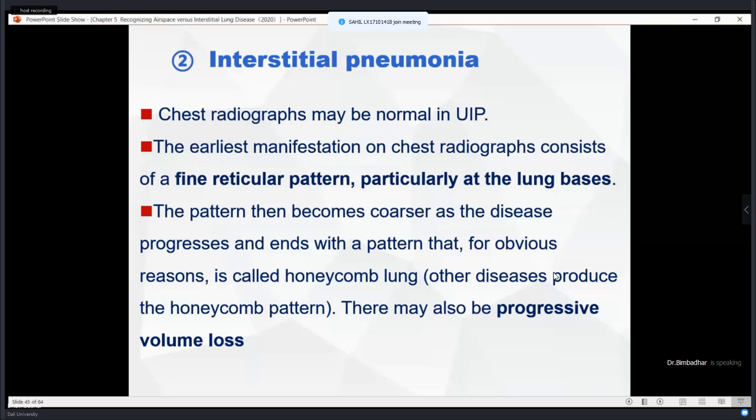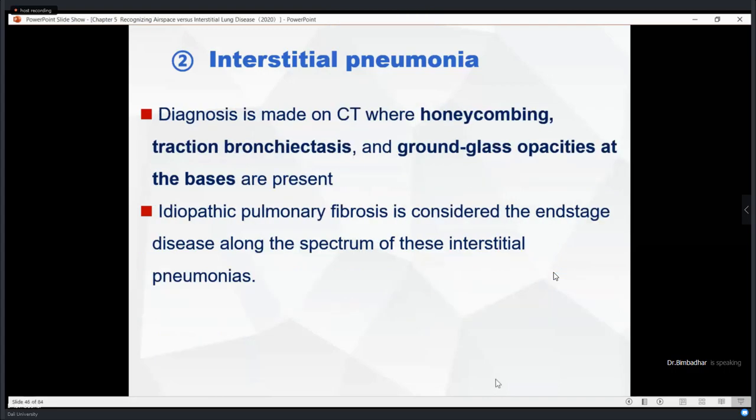Now, how can we make the diagnosis? Like what I was telling before, HRCT is the investigation of choice, or we can also say it is the gold standard test, and the diagnosis is made on CT. What you actually see on CT is your honeycombing. Then you have traction bronchiectasis. I will explain this one, but first just remember the name: traction bronchiectasis.